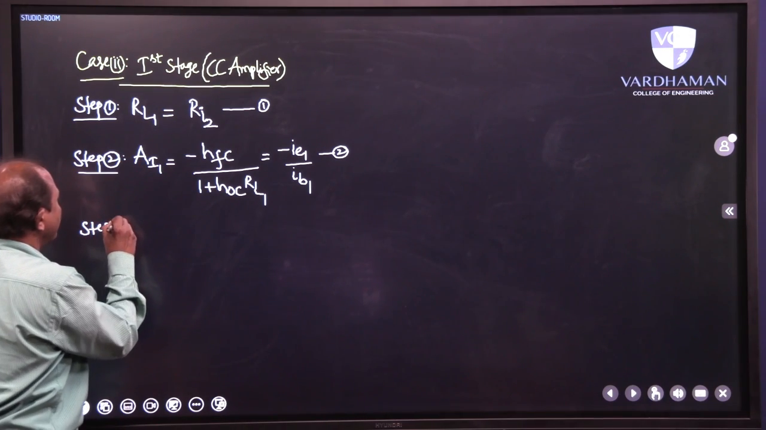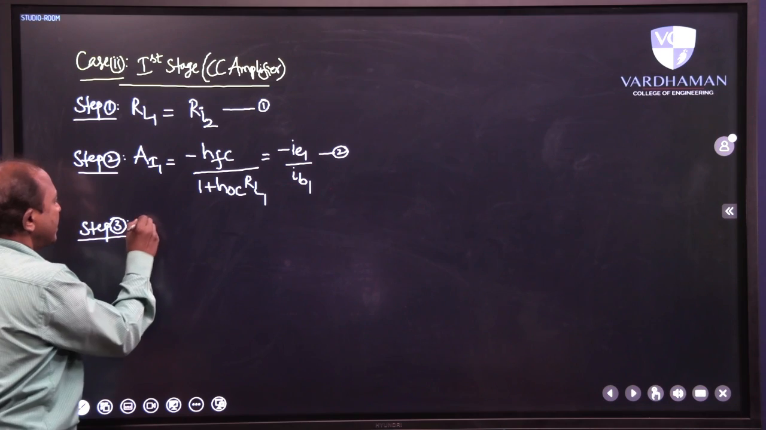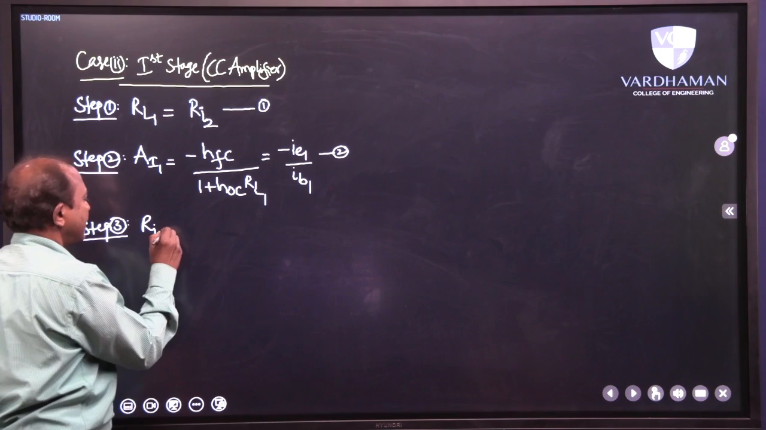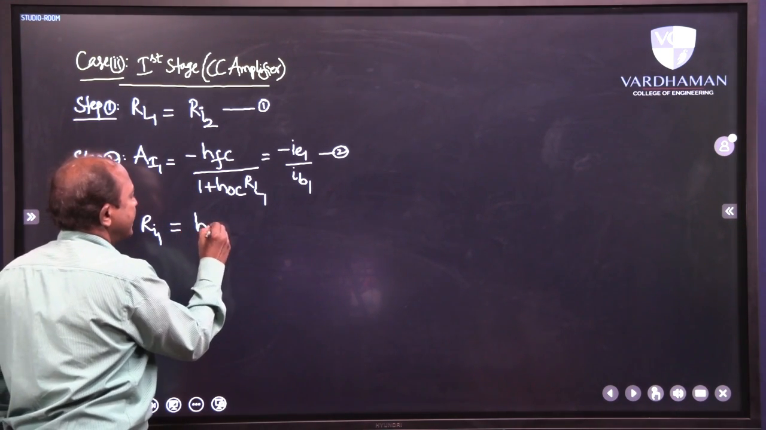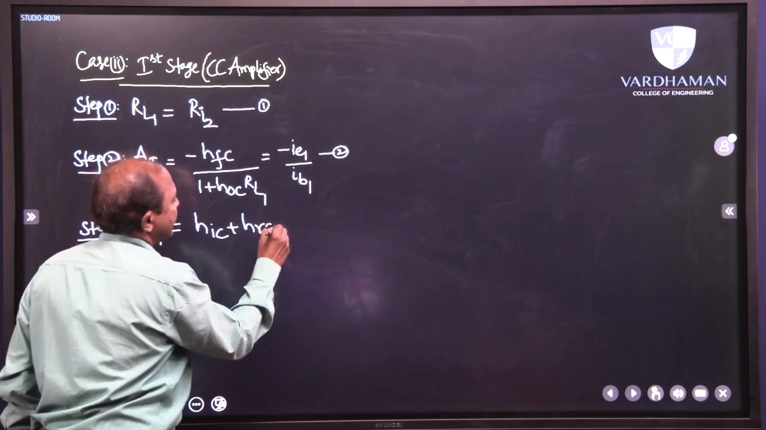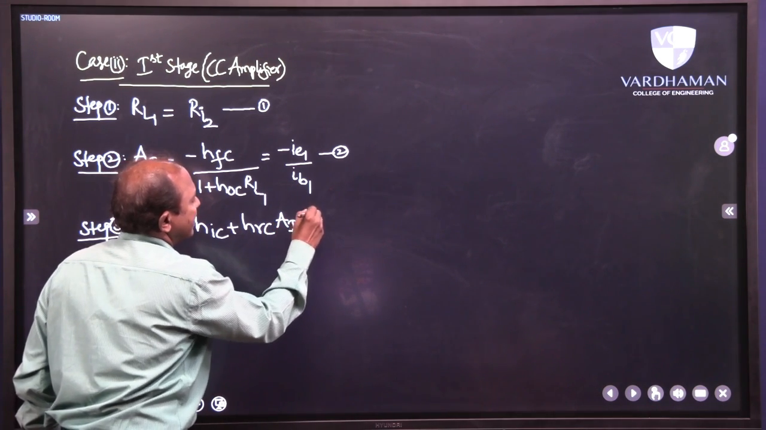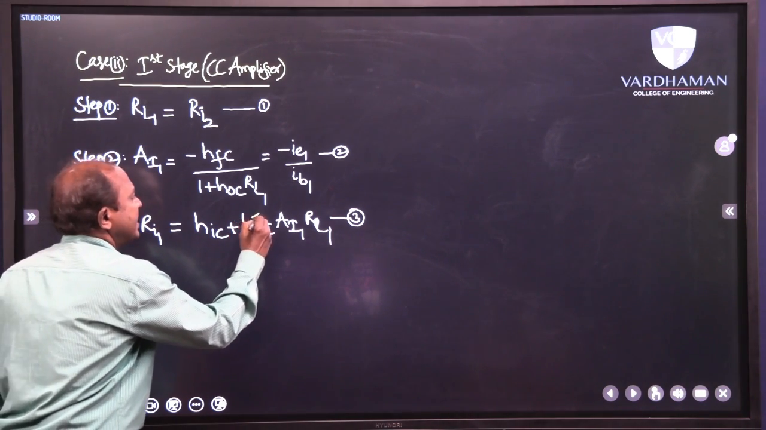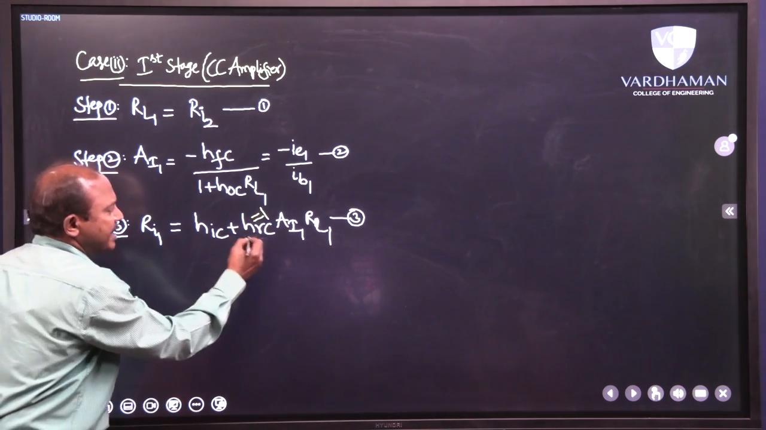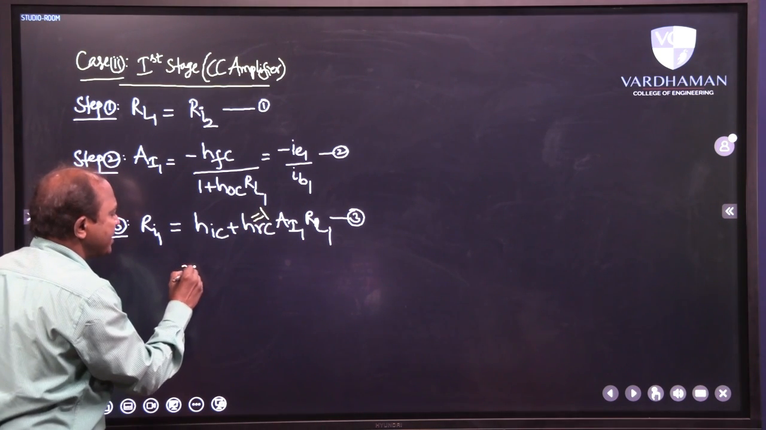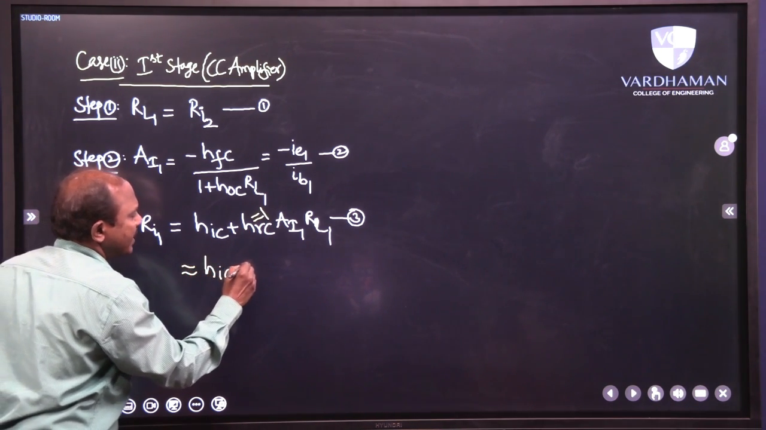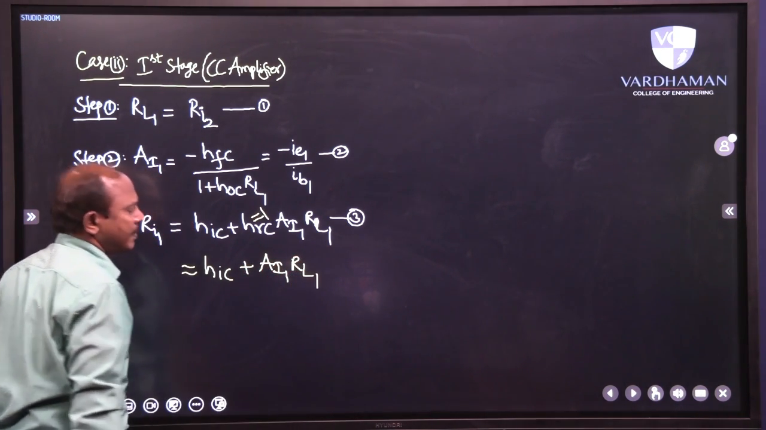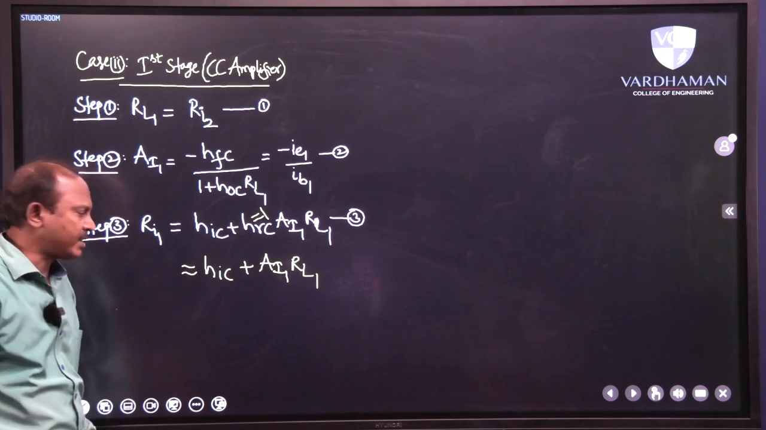Next parameter is input resistance. Input resistance formula for first stage RI1 equal to HIC plus HRC AI1 RL1. However, as I told you earlier also, this HRC equal to 1, we can replace this HRC with 1 and approximate this equation to HIC plus AI1 RL1, which we will be using in our further levels.